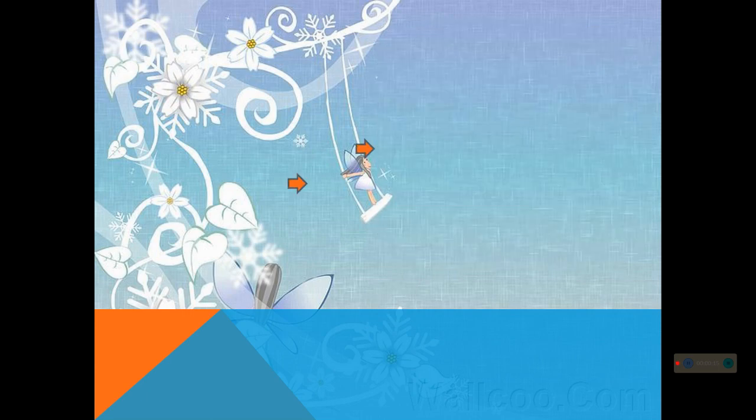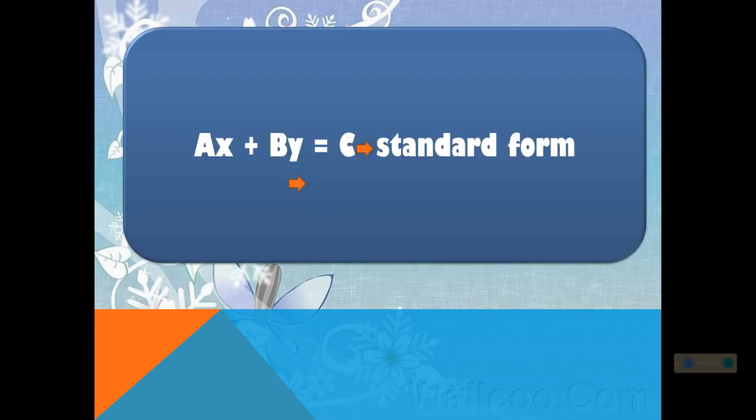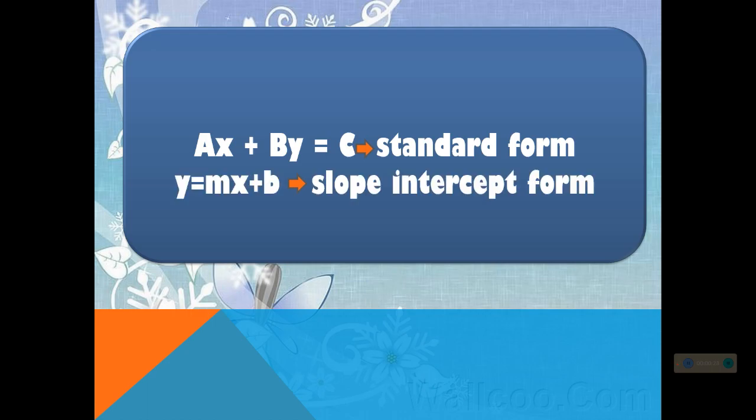Okay? We have to take note that ax plus by equals c is the standard form of linear equation in two variables, and y equals mx plus b is the slope-intercept form of linear equation in two variables, or sometimes it is also called the y form.